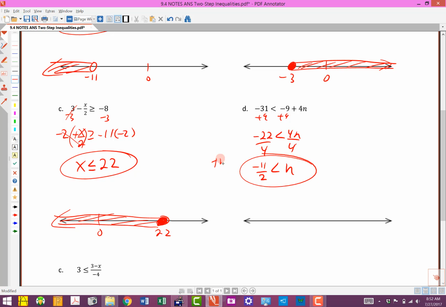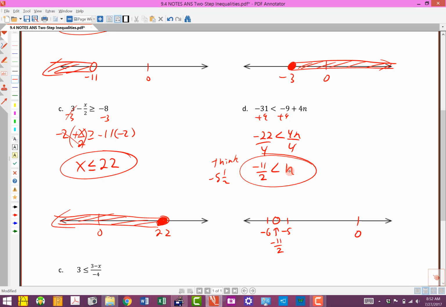So you can think, we're going to leave it this way, but we're going to think negative 5 1/2. So we're going to put 0 here. I'm going to put negative 6 here and negative 5 here. So negative 5 1/2 is right in between. And again, I'll label that as negative 11 halves. And we don't fill that in.